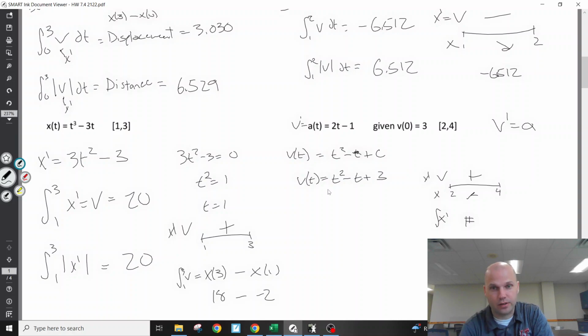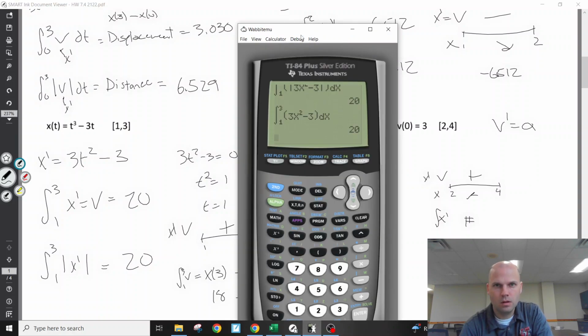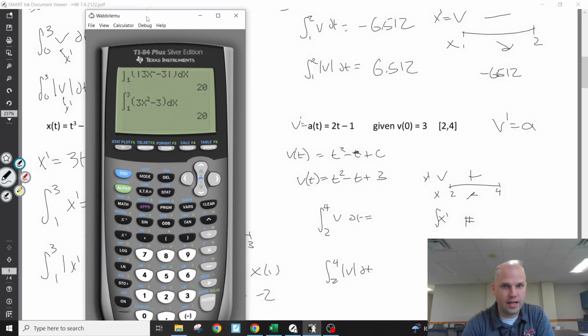Now, we have our calculator, so let's just make it easy on ourselves. 2 to 4 of v, 2 to 4 of absolute v. The answers are going to be the same. And let me just predict what it's going to be. X of t, which is the antiderivative of v, is 1/3 t cubed minus 1/2 t squared plus 3t. I don't want to plug in 4 and 2 to that, so let's just skip that. Sometimes using your calculator helps, sometimes it doesn't. In this case, it really helps.